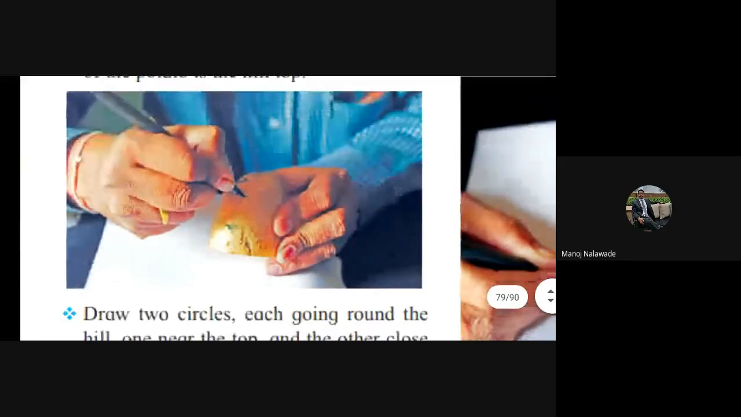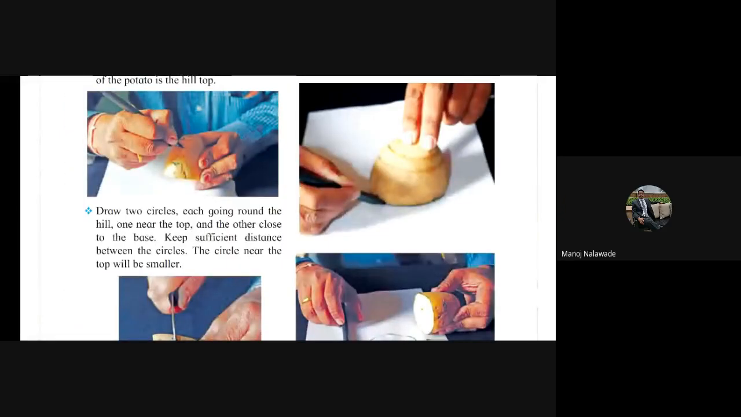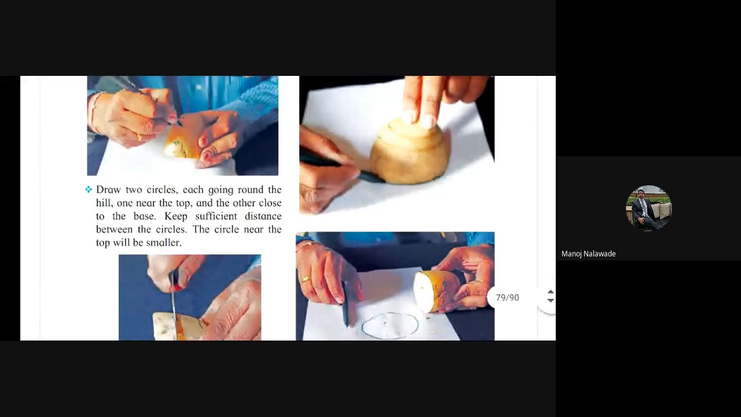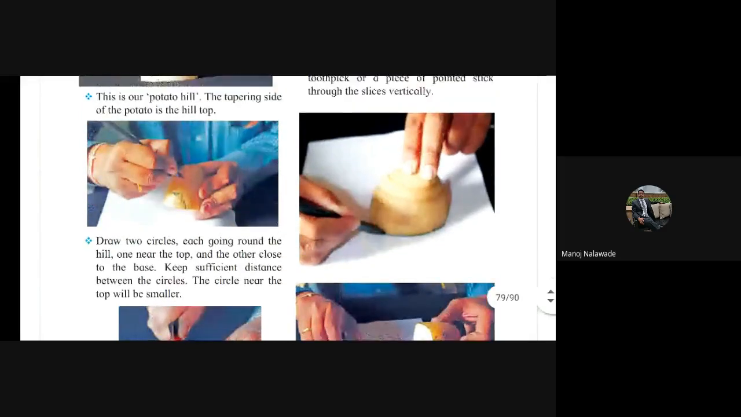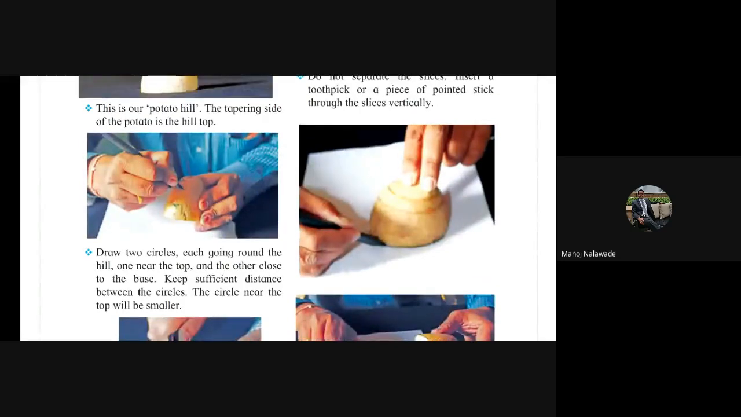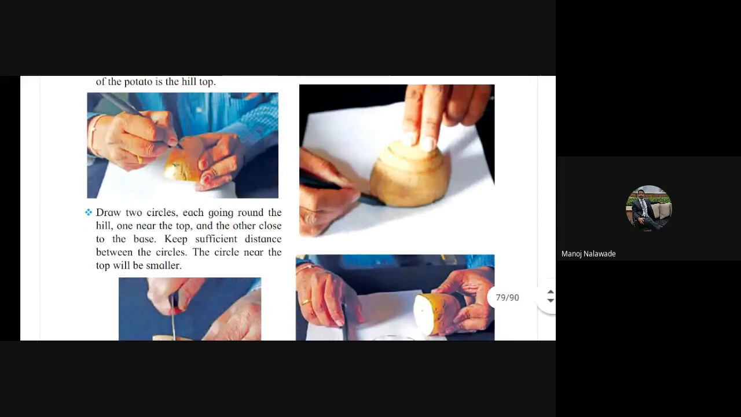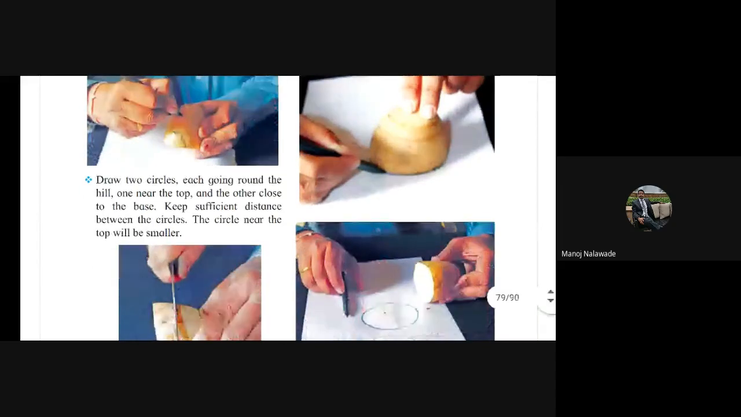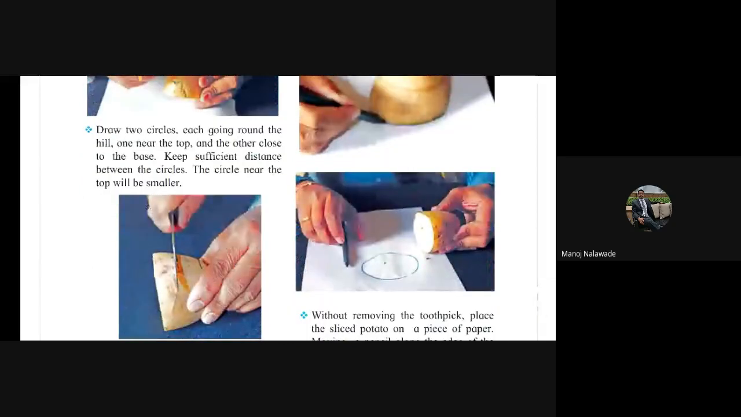Okay. Draw two circles, each going around the hill, one near the top. So what he is doing now, he is drawing the circle near the top. Keep sufficient distance between the circles, and another near the base. After that, you have to cut the potato at the circles, one near the base and another near the top.